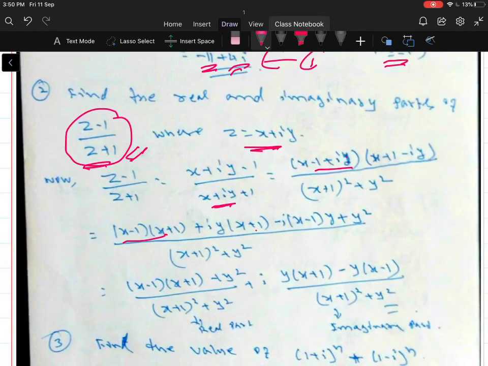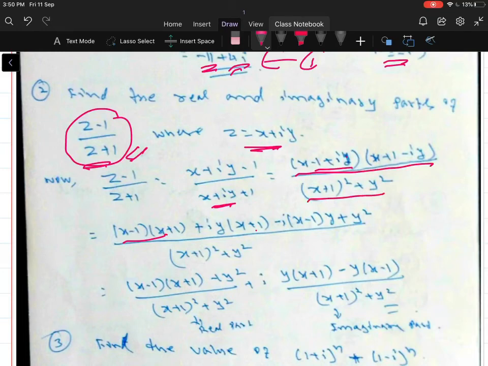Find the real and imaginary parts of the complex number (z minus 1) by (z plus 1), where z is equal to x plus iy. Now let us take the number (z minus 1) by (z plus 1); that can be written as (x plus iy minus 1) by (x plus iy plus 1). Now let us rationalize this by multiplying and dividing by x plus 1 minus iy.